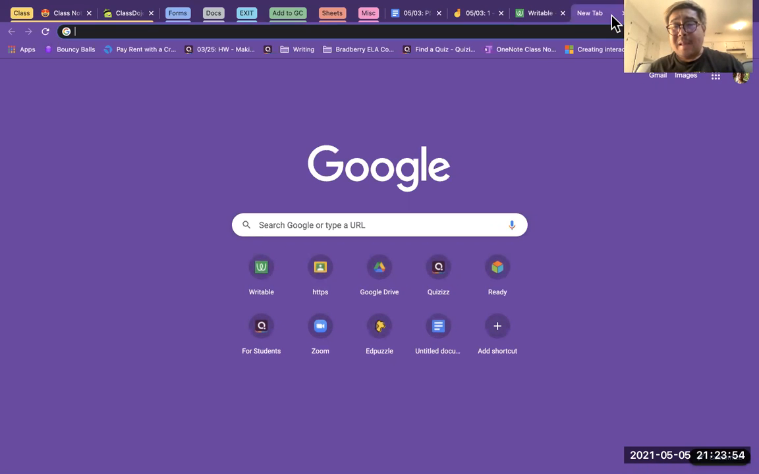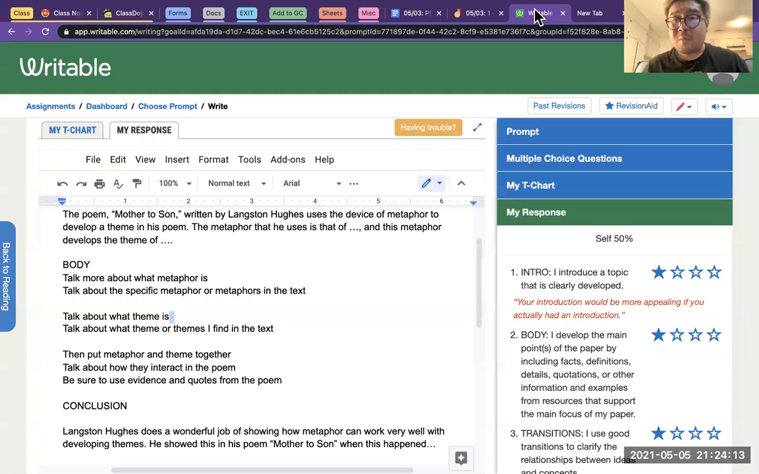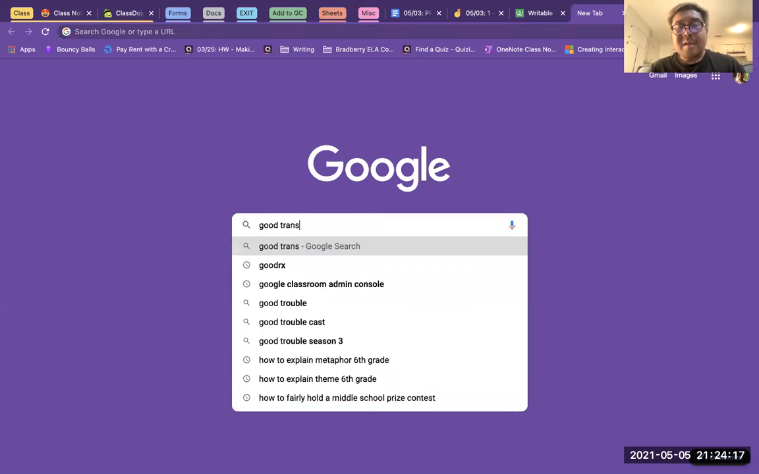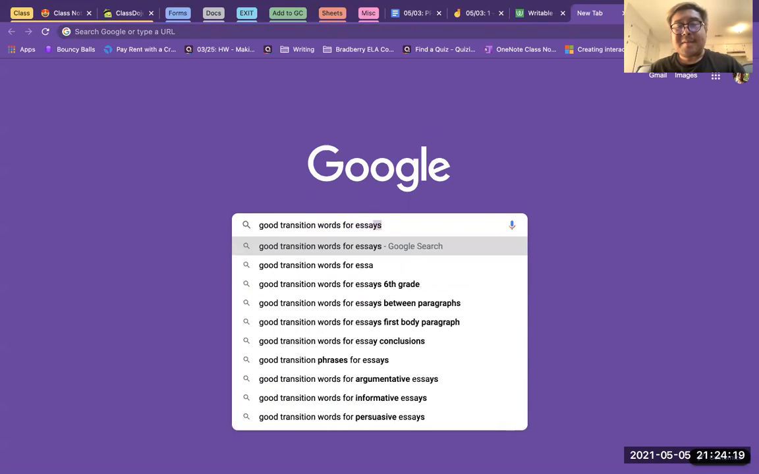Remember, in my class, if you do Google something, you do not copy and paste it. You put it in your own words. I don't mind you using Google, but you can't plagiarize Google. Plagiarize means you just take someone else's words. Take their words, but put them in your own words, right? So if we don't know what transition words are, I'm going to go to Google and say, good transition words for essays.